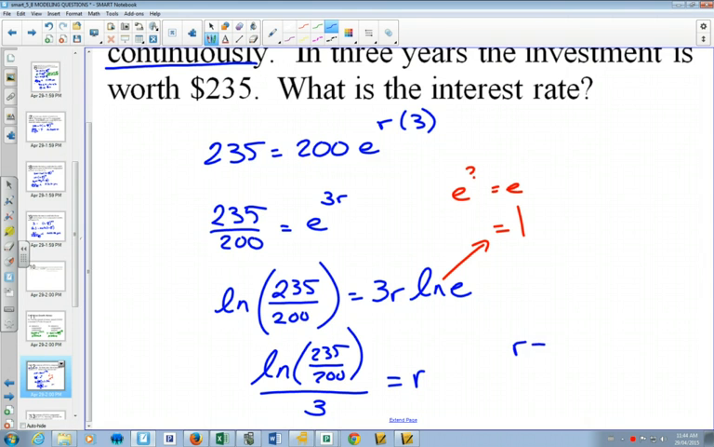And we get our interest rate is 0.05, approximately 5%. So try the next one on your own.